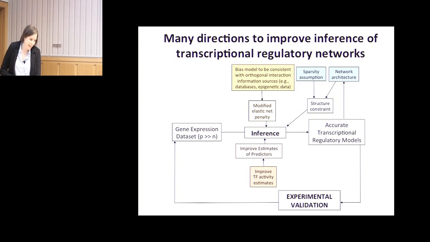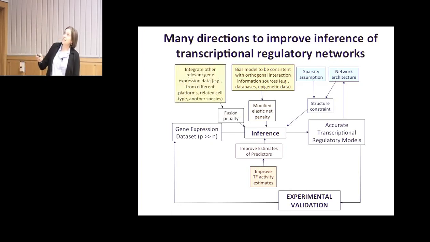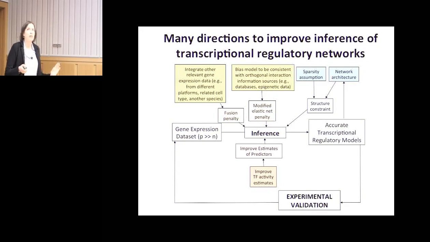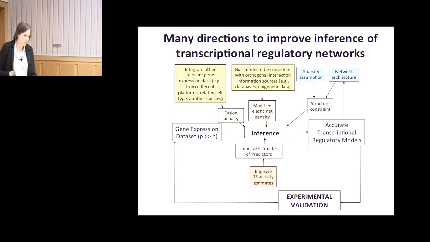Another thing that I'm working on with others in the Bonneau lab is to learn networks simultaneously. For example, with the ILCs, each of the subtypes has unique and shared regulation. So instead of learning each of those networks separately, we try to share information between all three using what's known as a fusion penalty. And I can talk more about that afterward or at my chalk talk tomorrow.